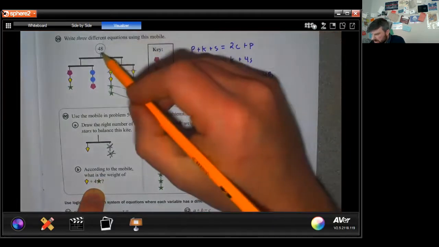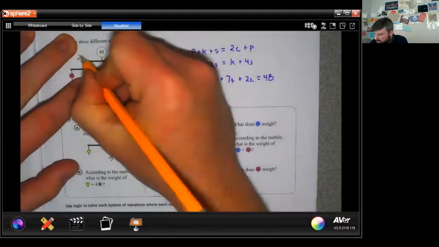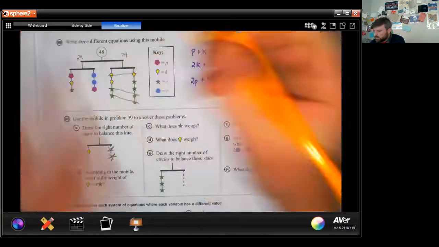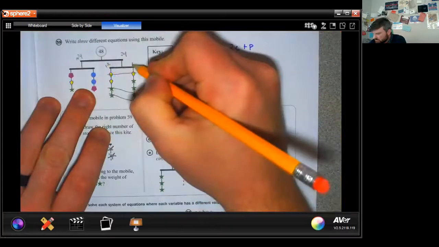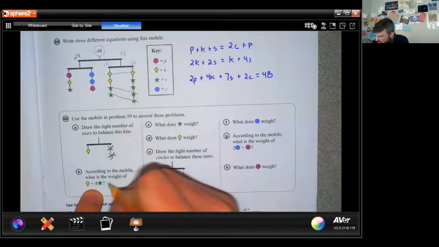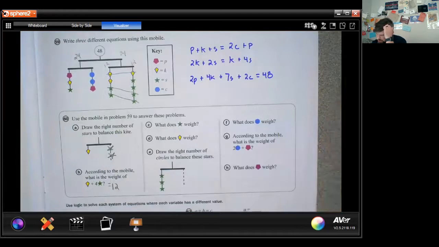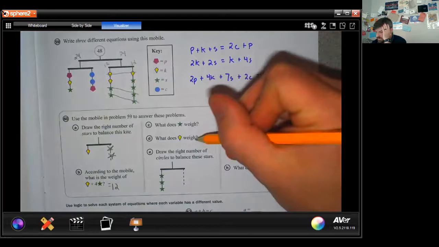Okay, so 48 here. If I split 48 in half, that's 24, 24. If I split that in half, this side is 12 and this side is 12. So a kite plus 4 stars equals 12. That's the weight of it. Okay, what does a star weigh? What does a kite weigh?